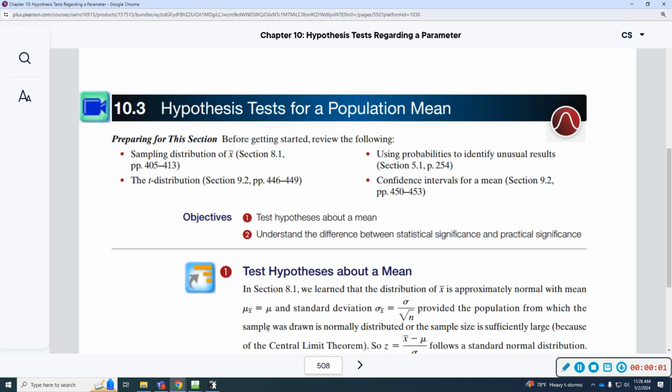All right, we're going to look at section 10.3, hypothesis test for population mean. The objectives: test hypotheses about a mean and understand the difference between statistical significance and practical significance.